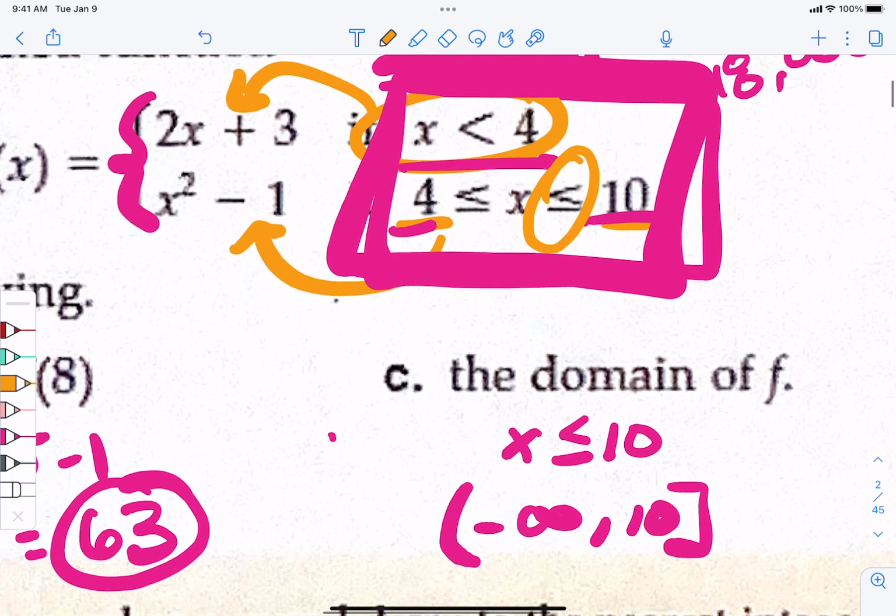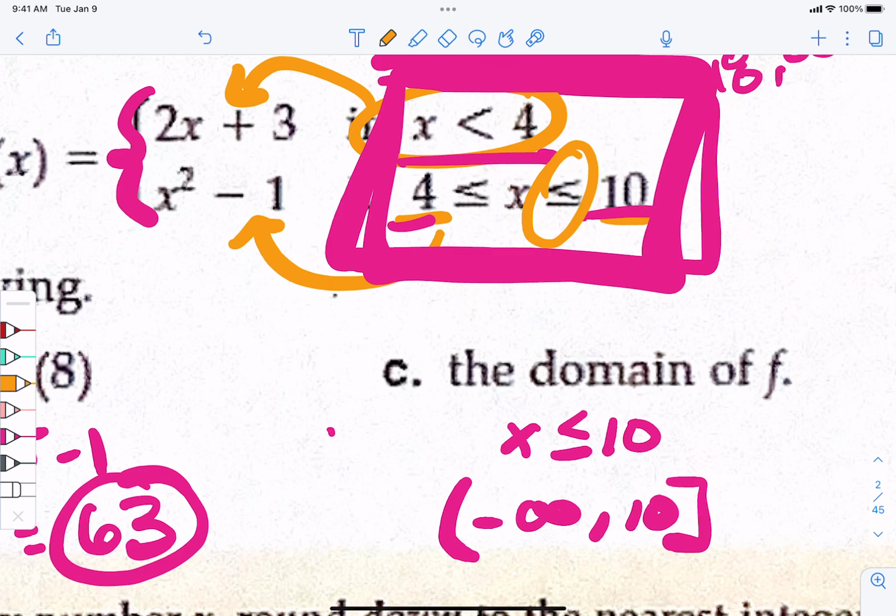Real quick, what if I'm plugging 4 in exactly? Do I use the top one or the bottom one? The bottom one, because it's equal to 4 there and not equal to 4 here, right? You can't have both the top and the bottom equations equal to 4. One of them has to be an open circle, one of them is a closed circle. They won't allow you to do that.